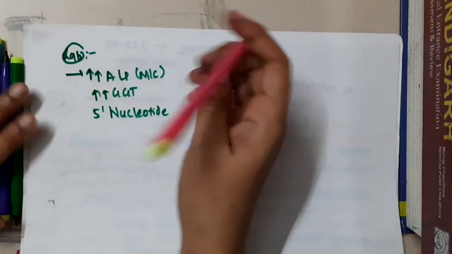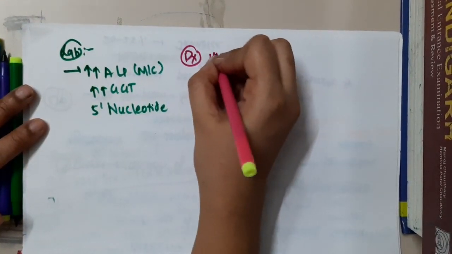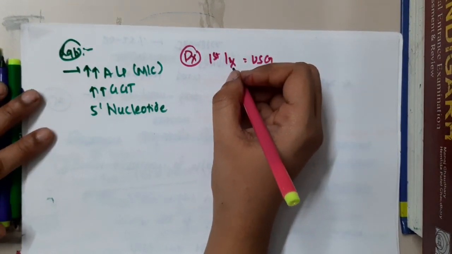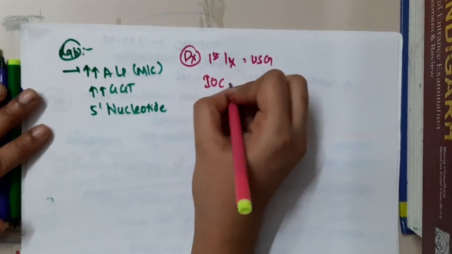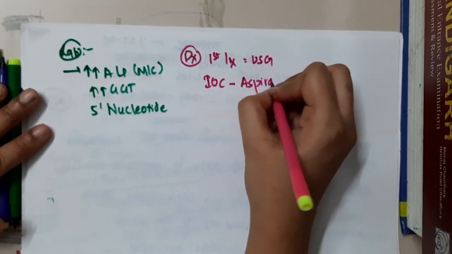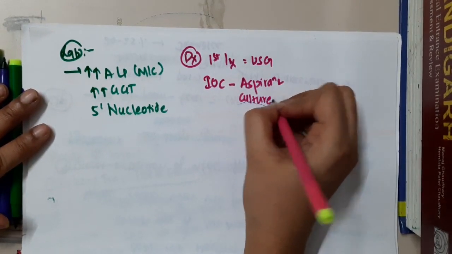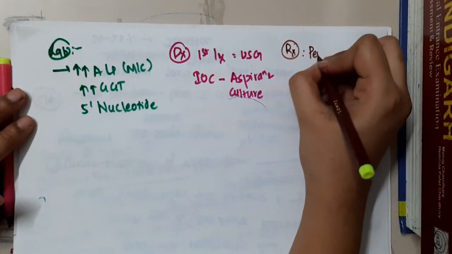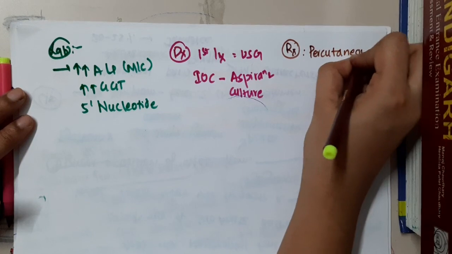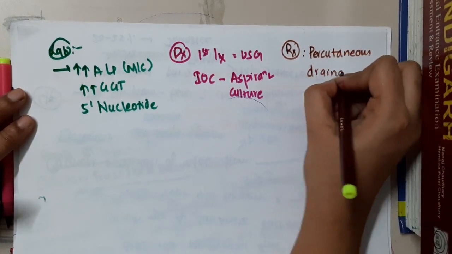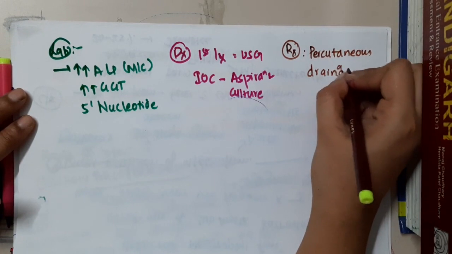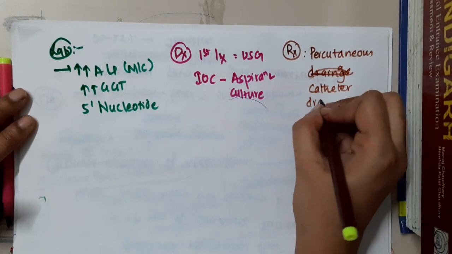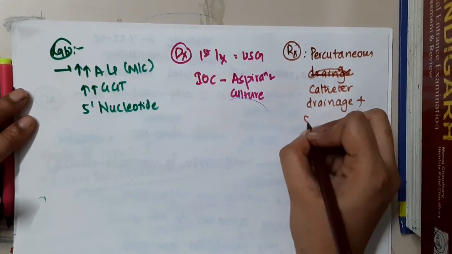How are you going to diagnose it? The first investigation done is ultrasonography, but the investigation of choice is aspiration and culture. Now how are you going to treat pyogenic liver abscess? It is treated by percutaneous catheter drainage and systemic antibiotics.